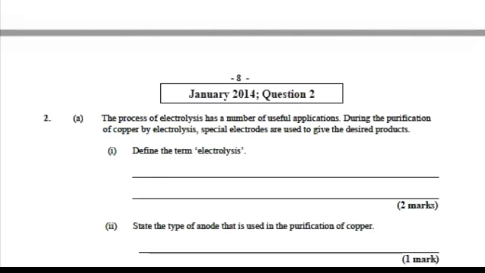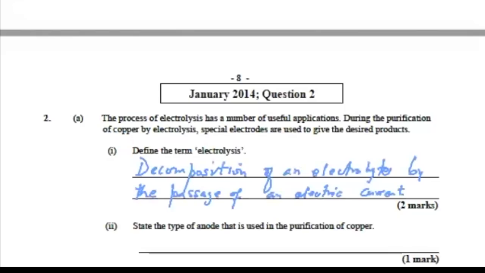The process of electrolysis has a number of useful applications. During the purification of copper by electrolysis, special electrodes are used to give the desired products. Define the term electrolysis. We give thanks for small mercies. It's the decomposition of an electrolyte by the passage of an electric current. So electricity, lysis, to split. So it's pretty much splitting up of the electrolyte using electricity. Whereas bonding is marriage, electrolysis is divorce, or what we call compound divorce.